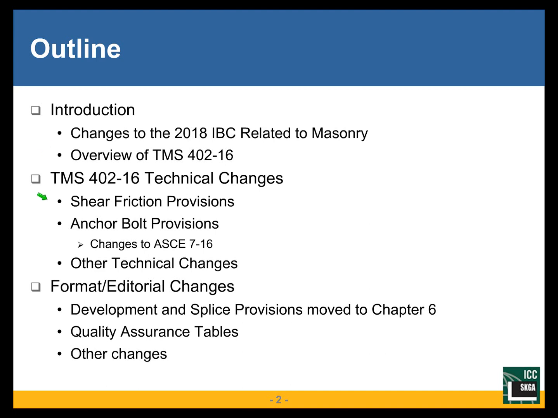There were two major technical changes, and we'll spend most of our time on those. One is that we added shear friction provisions for in-plane loads of shear walls. The second major technical change relates to anchor bolts. Two changes there, one related to the shear strength of anchor bolts, and the other related to combined axial and shear loads on anchor bolts. And there were also a few changes in ASCE 7-16 for anchor bolts under seismic loads.